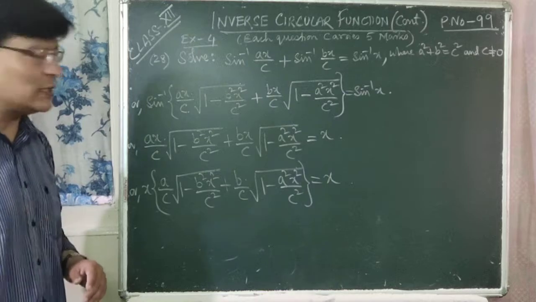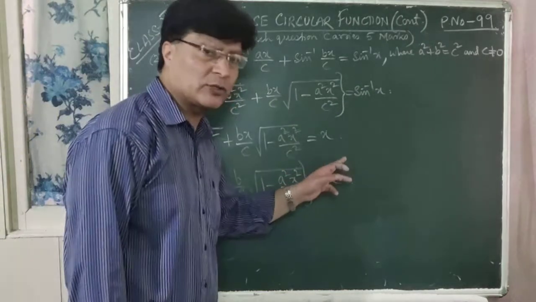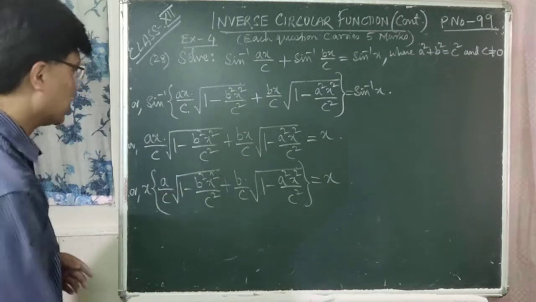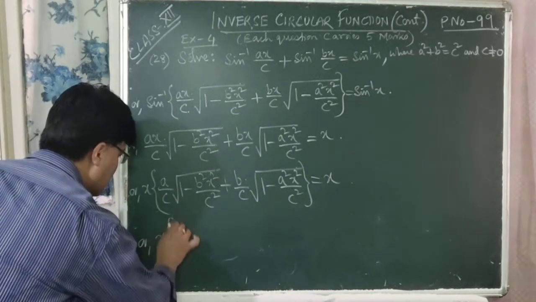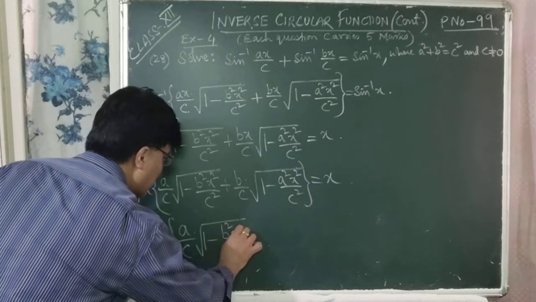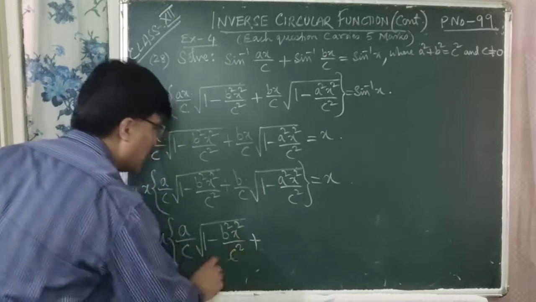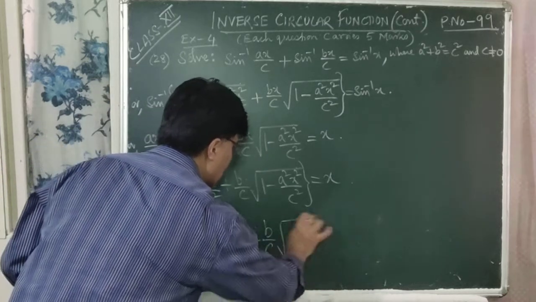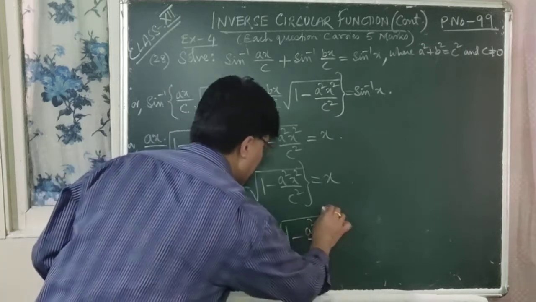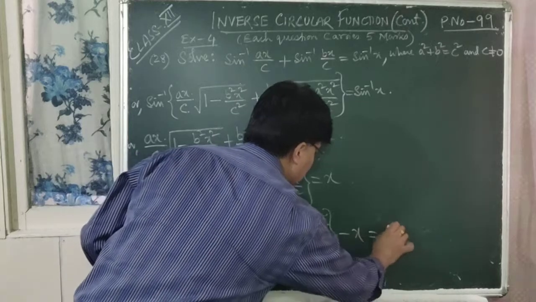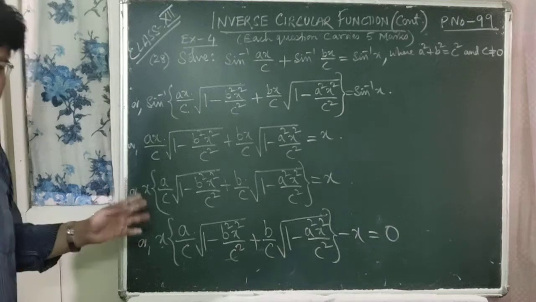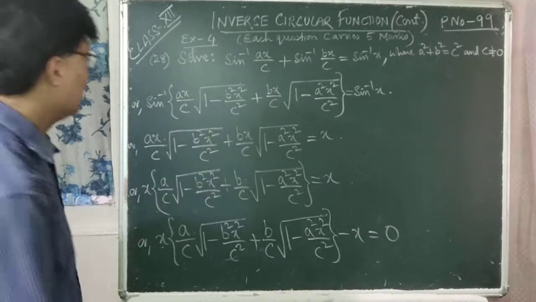So without cancelling x, take this x which is on the right hand side to the left hand side. So it becomes minus x, right? So x within second bracket a by c root over 1 minus b square x square by c square plus b by c root under 1 minus a square x square by c square, second bracket is closed, then minus x which is equal to 0. So is that clear to all of you? Okay. Next.